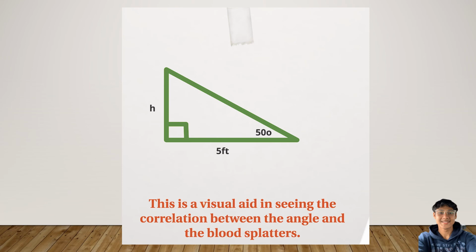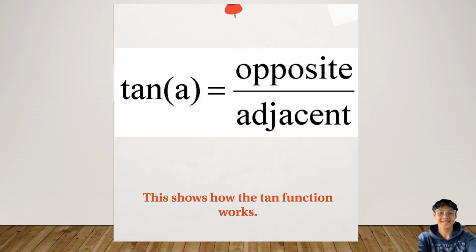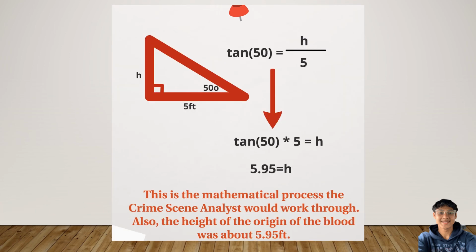This is a visual aid in seeing the correlation between the angle and the blood splatters. Tan A equals opposite over adjacent. This shows how the tan function works. Tan 50 equals h over 5. This converts to tan 50 multiplied by 5 equals h. h equals 5.95 feet.